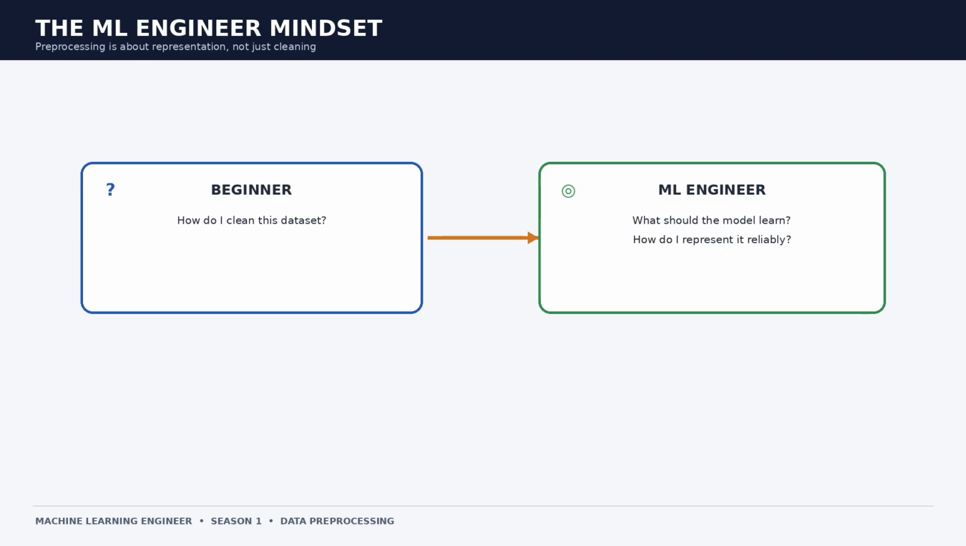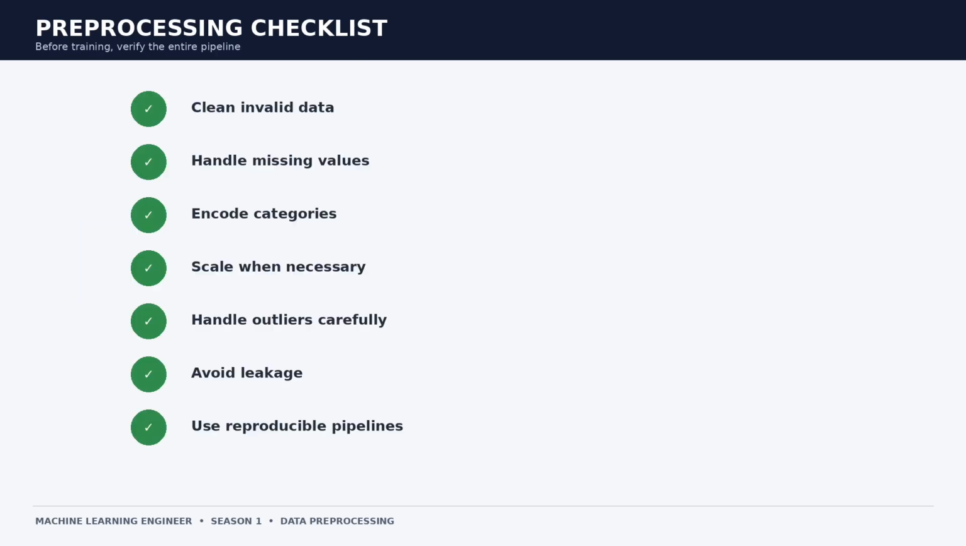or destroying useful signals. If you remember 7 things from this episode, remember these: clean invalid data, handle missing values intelligently, encode categorical variables, scale when the algorithm requires it, handle outliers carefully, avoid data leakage, and whenever possible, build a reproducible pre-processing pipeline.